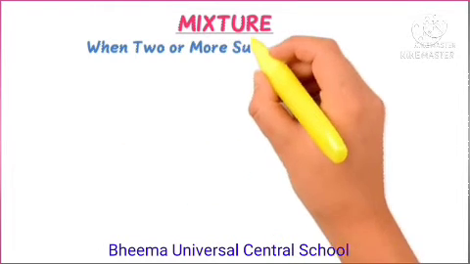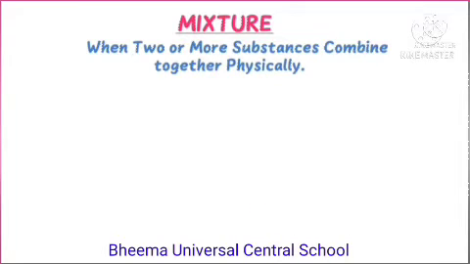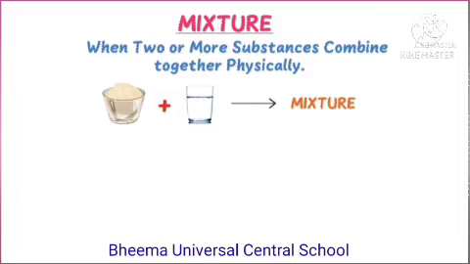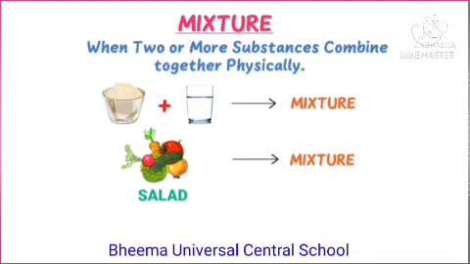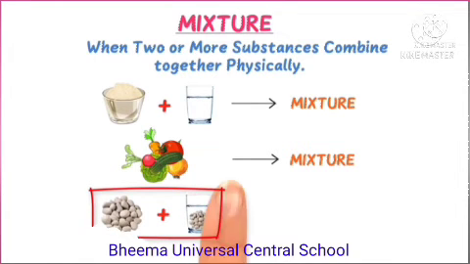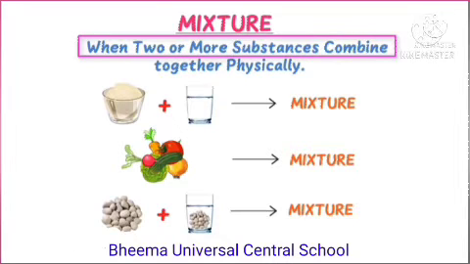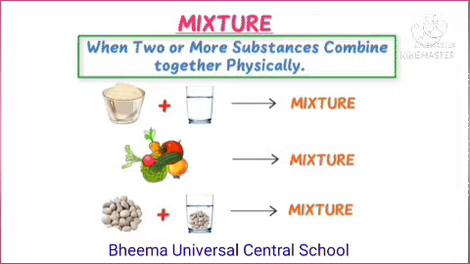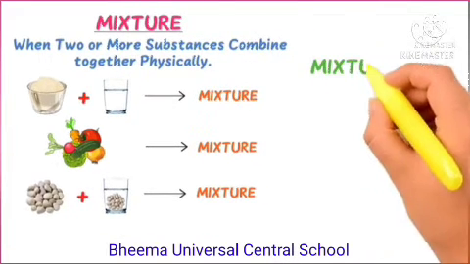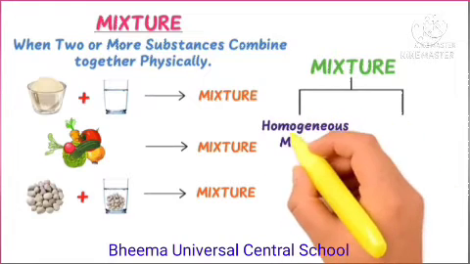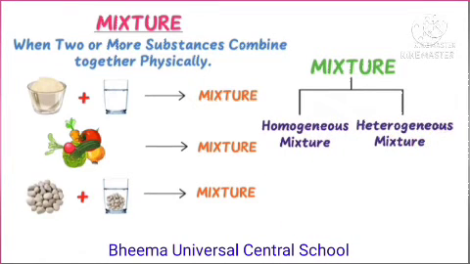Next is mixture. When two or more substances combine together physically, it is called a mixture. When sugar is added to water, we get a mixture. If we mix vegetables, then we get salad. It is a type of mixture. When pebbles or stones mix with water, we get a mixture. There are two types of mixtures, homogeneous mixture and heterogeneous mixture.